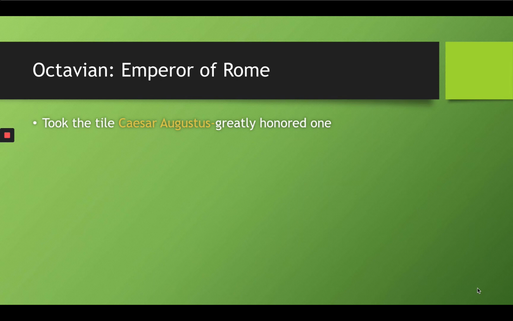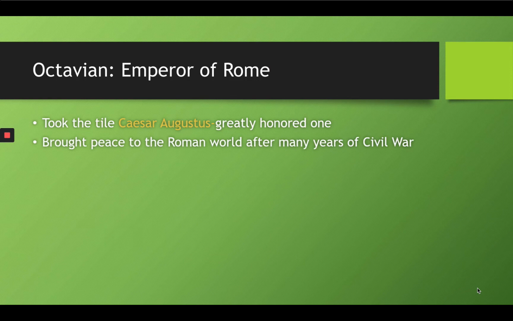So Octavian, as is tradition with a lot of rulers, decides to take on a new name when he becomes the sole ruler of Rome. He takes the title Caesar Augustus, which means greatly honored one. And yes, Augustus is where we get the name for the month of August. Julius Caesar, we get the name July for that, and Augustus is for August.